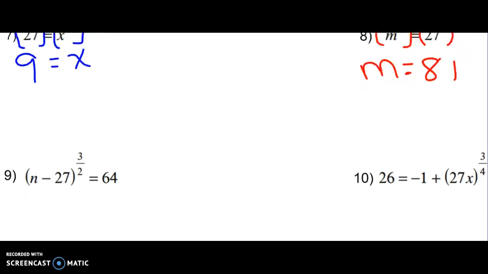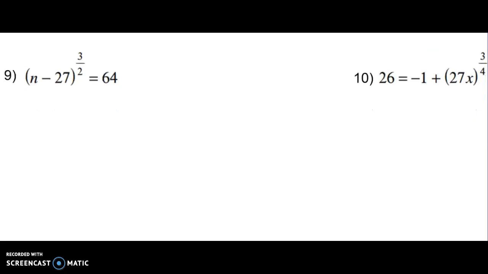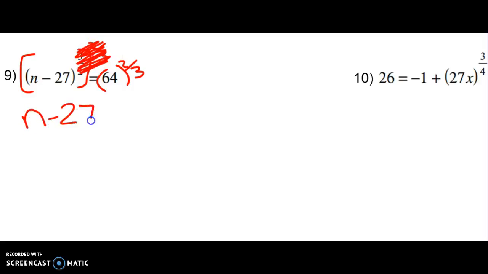All right, jump on down here to number 9. All right, again, isolate your exponent, and it is. So we're going to go ahead and raise it to the inverse exponent. And that is 2 over 3. And that's a 2 over 3 over here for 64. All right, on the variable side, you can just cancel out your exponents. And you're left with n minus 27.